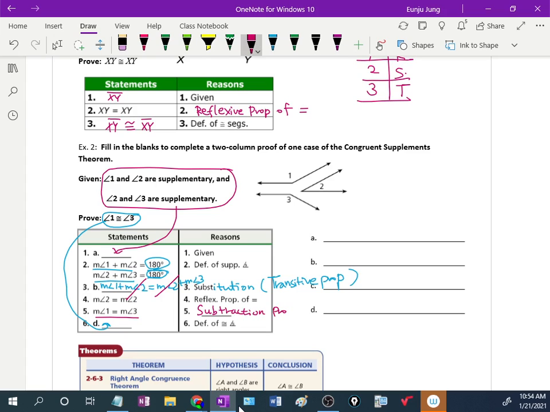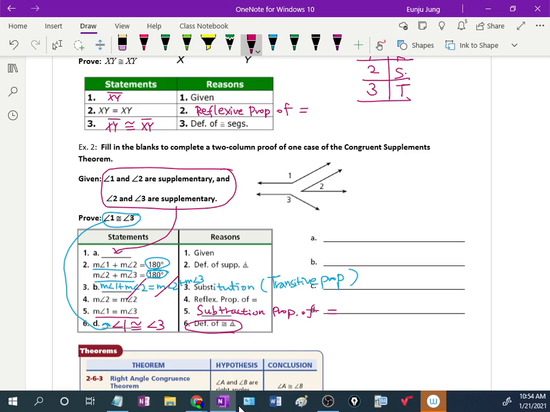Subtraction property of equality, and then we have the measure of angle 1 is the same as the measure of angle 3, and then I can say angle 1 is congruent to angle 3. When the measures are equal and two angles are congruent, that's called the definition of congruent angles. Okay, so by using the definition of congruent angles, you can go from the geometry world to the algebra world, or you can come back from the algebra world to the geometry world.